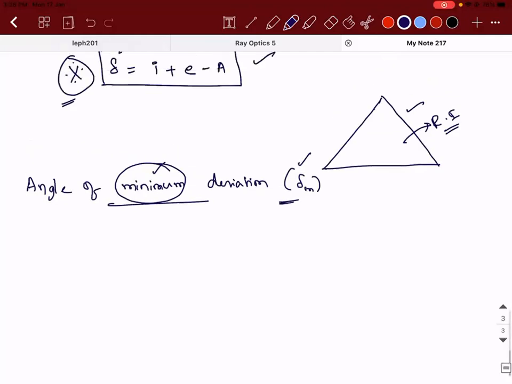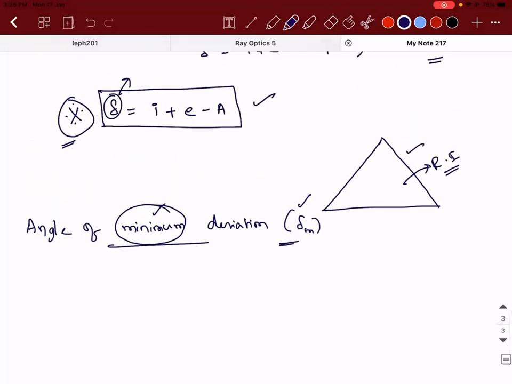Observe. So angle of deviation depends on what all important parameters. Look at the mathematical expression. It depends on the angle of incidence. It depends on two input values and one output value. What are the two input values? Angle of incidence and the angle of prism. And it depends also on the angle of emergence. But who controls the angle of emergence? It is the angle of incidence. Correct?